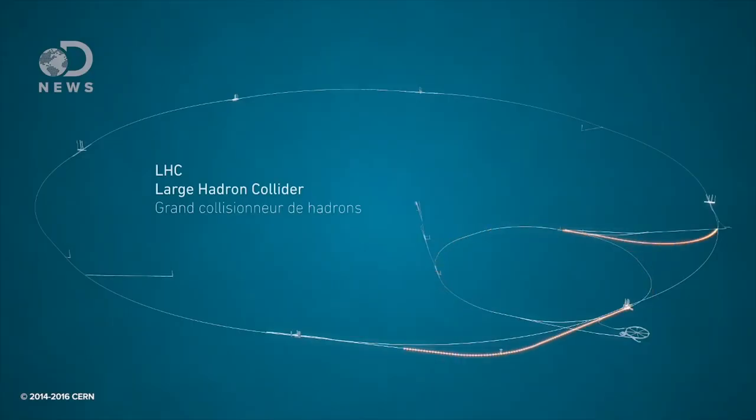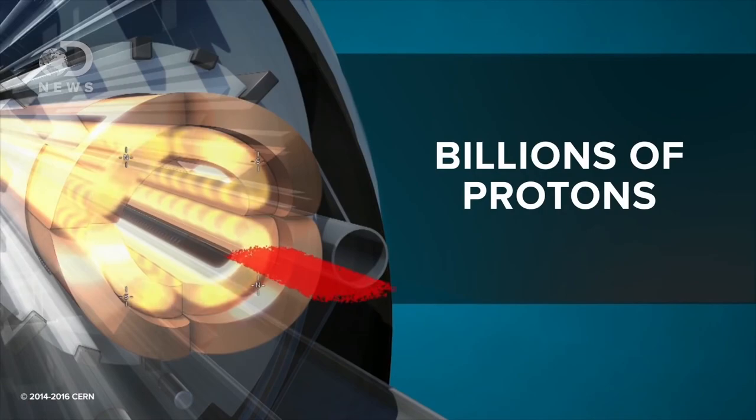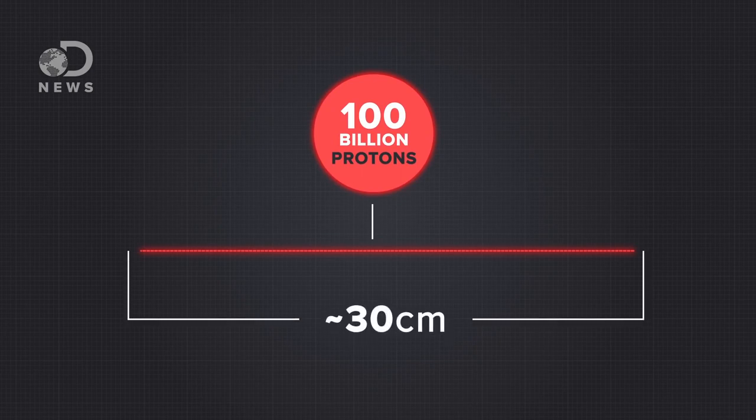The LHC is a ring containing two beams going in opposite directions. But if we look closer, that beam is actually made up of bunches of protons. In fact, each bunch has about 100 billion protons. These bunches are about 30 centimeters long, typically about a millimeter in dimension as they're going around the ring. So think about a long, thin, tapered piece of spaghetti.